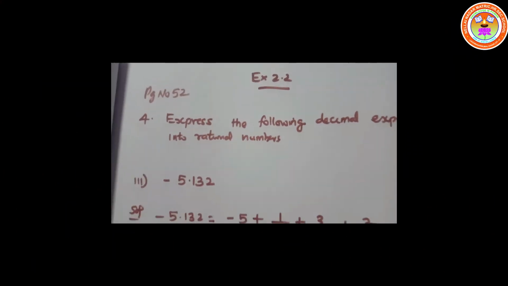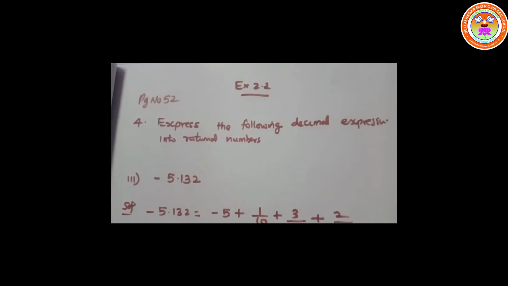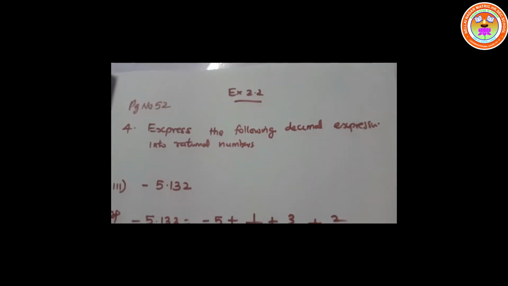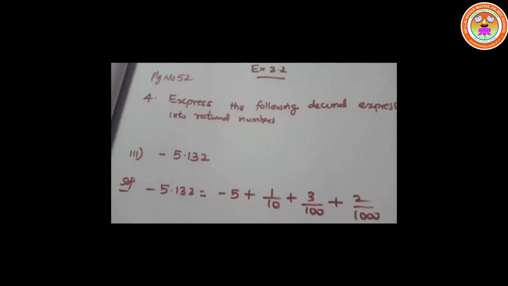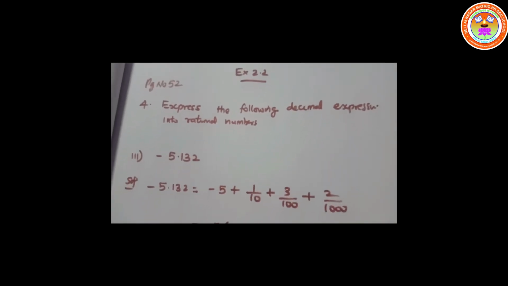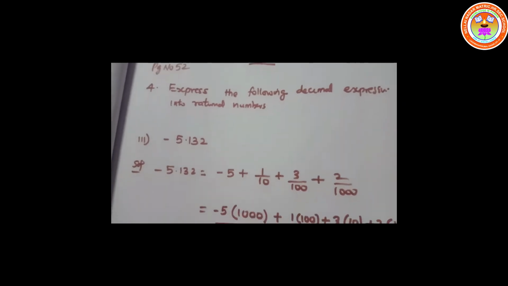Good morning, children. Now we are seeing chapter 2, real numbers, right, children? In real numbers, exercise 2.2, question number 4, we have already seen. So there is a small mistake, children. I just want to rectify it, right?